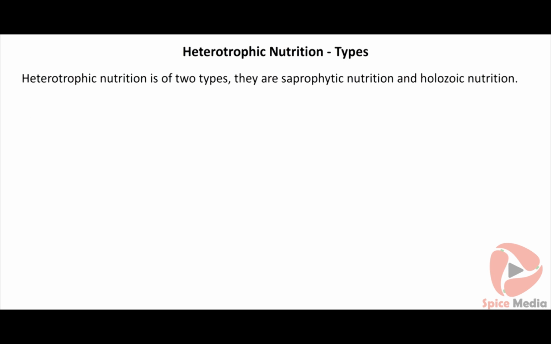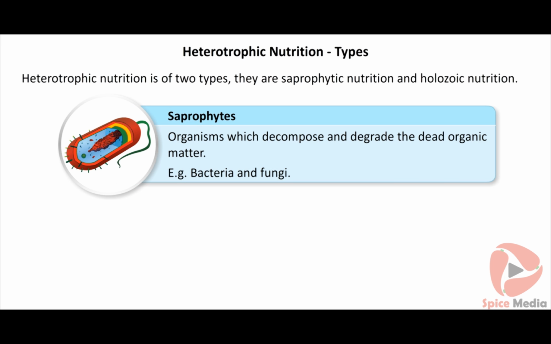Heterotrophic nutrition types. Heterotrophic nutrition is of 2 types. They are saprophytic nutrition and holozoic nutrition. Saprophytes are the organisms which decompose and degrade the complex molecules present in other dead organisms to simple molecules. Bacteria and fungi absorb these molecules through their body surface. During this process, they add several valuable nutrients to the medium in which they live.